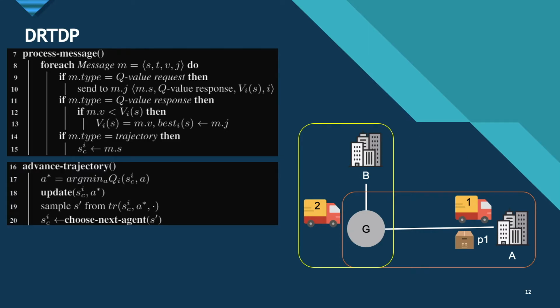The agent selects the optimal action according to the current Q values. Here, for example, it will be load. Then the agent performs a Bellman update, samples the next state from the transition distribution, and then the next agent to advance the trajectory is selected. Now we will dive into these steps.